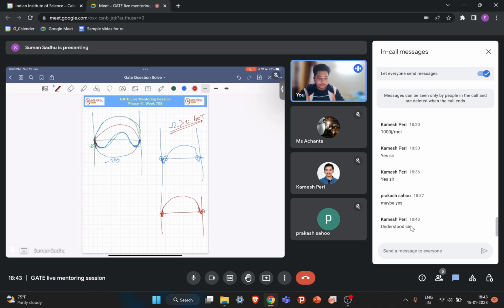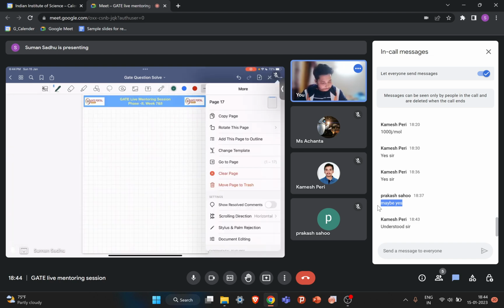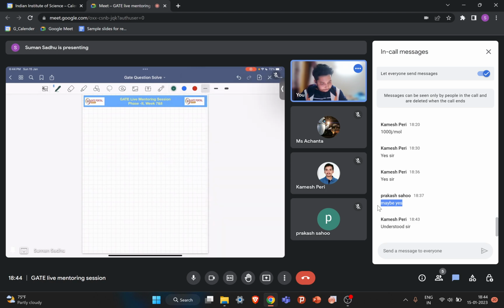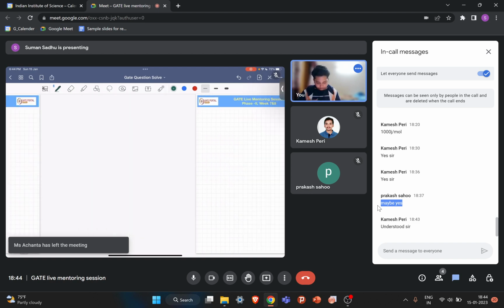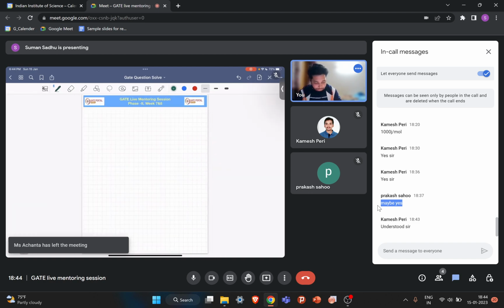But now let us see how we can get the chemical potential from a free energy versus composition diagram. Then we'll go to the miscibility gap concept.